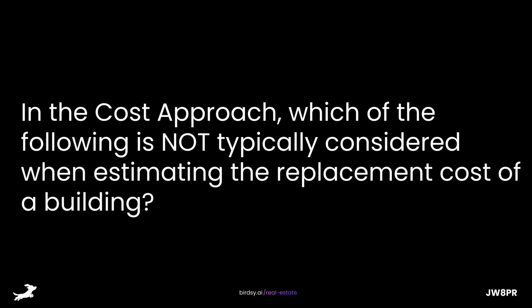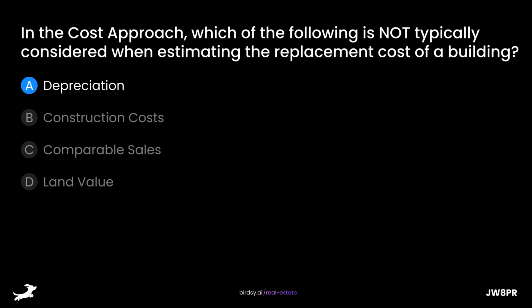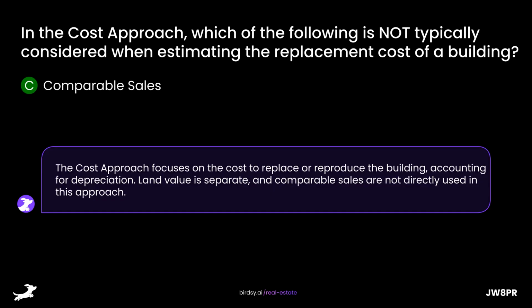In the cost approach, which of the following is not typically considered when estimating the replacement cost of a building? Is it A, depreciation, B, construction costs, C, comparable sales, or D, land value? The answer is C, comparable sales. The cost approach focuses on the cost to replace or reproduce the building, accounting for depreciation. Land value is separate, and comparable sales are not directly used in this approach.